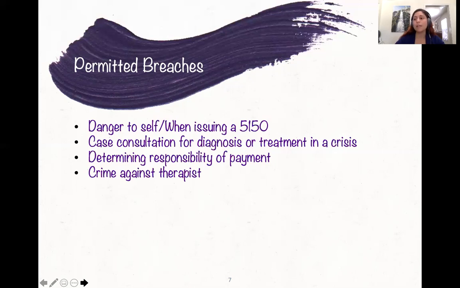Determining responsibility of payment. So this depends on the insurance company. So you will likely need to provide some information to the insurance company if you're billing insurance about the client. You wouldn't need a release of information for this, but it's very limited information that you're sharing. Not really clinical issues, more so when the session was, how long the session was. And then finally, if the client commits a crime against you, like they assault you, they break into your office, in those cases, you are allowed to report their name and relevant information to the police and tell them that they're a client of yours. You're permitted to do that. You don't need an ROI if they've committed a crime against you. So these are permitted breaches, not required by law, but allowed to do.